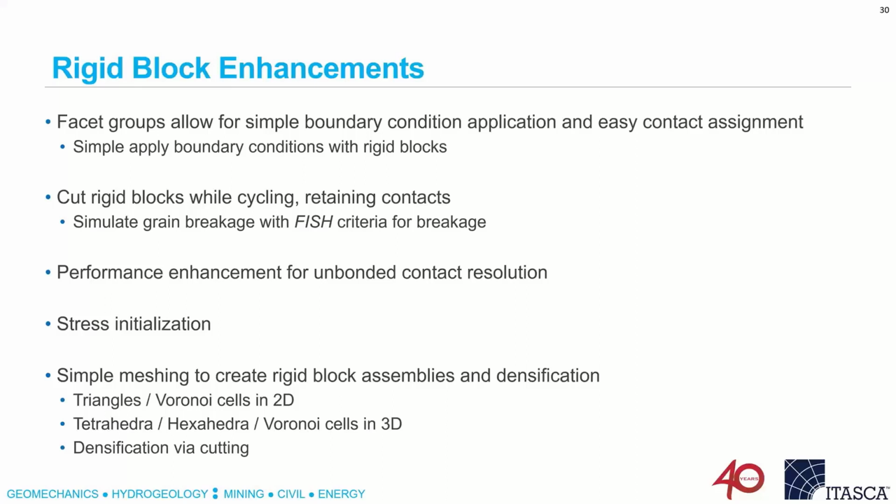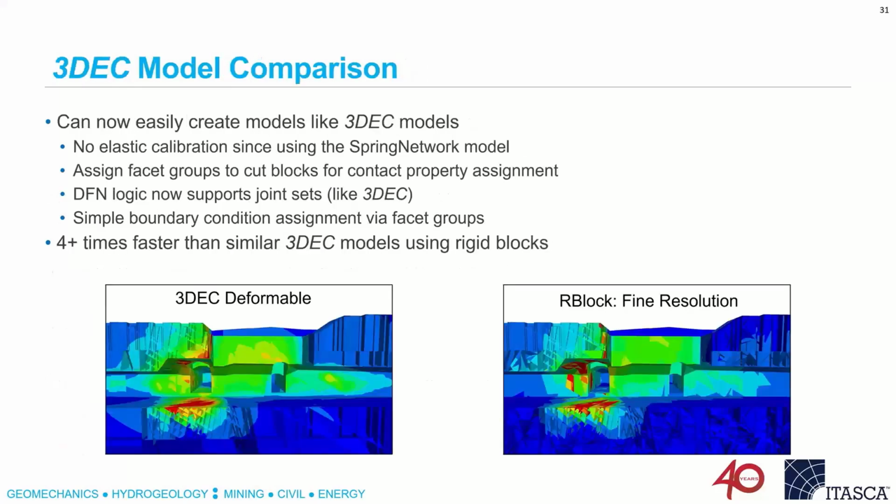As we mentioned, there's a stress initialization strategy, and we do have simple meshing that's been augmented somewhat with this new version, especially with some densification. So densification is a strategy to actually do recursive cuts of rigid blocks through their centroids. And what it really allows you to do is to make a higher resolution set of rigid blocks in different areas of your model that work reasonably well.